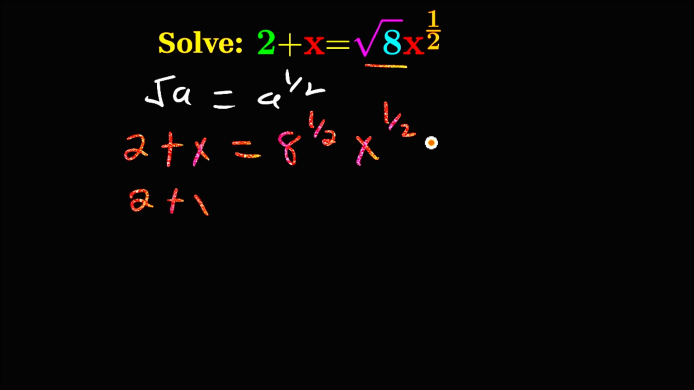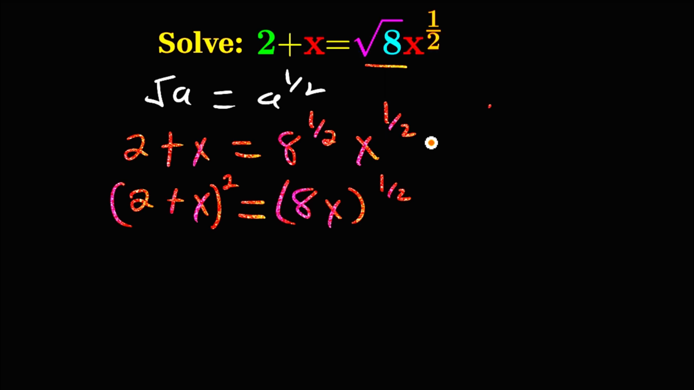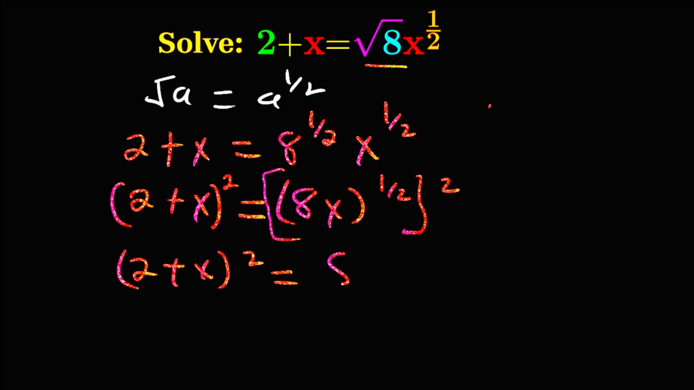So we have 2 plus x equals 8x all raised to the power half. So we can get rid of this half by squaring both sides of this equation. So we have this side squared. We also have the whole of this side squared. So that what we're left with is 2 plus x squared is equal to 8x.